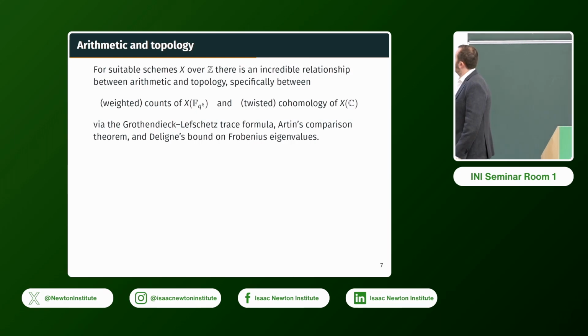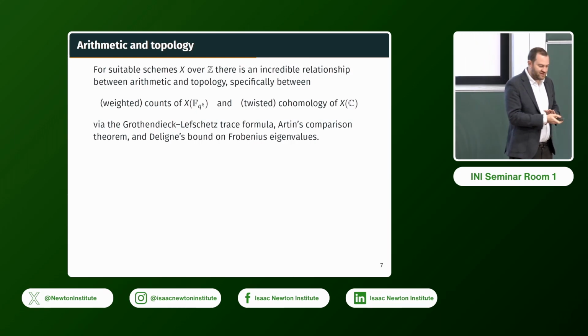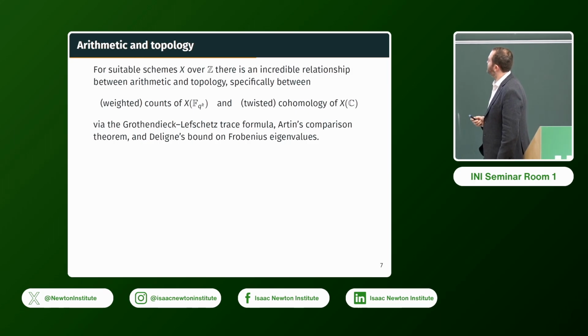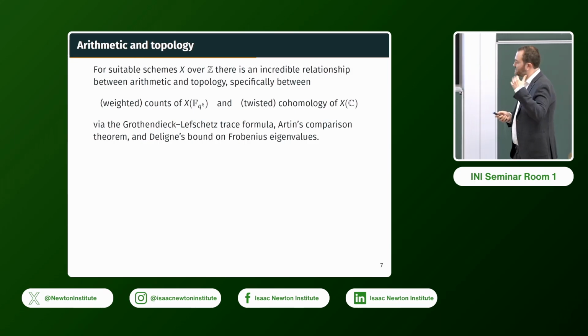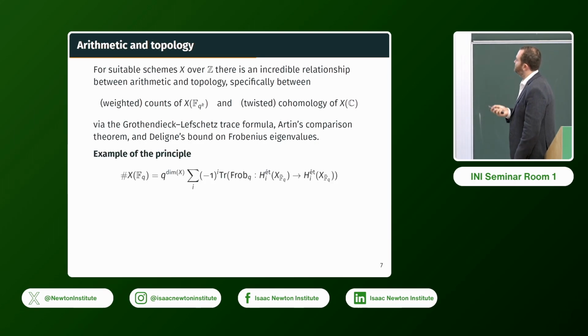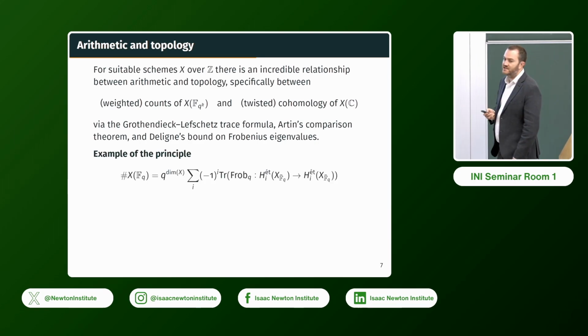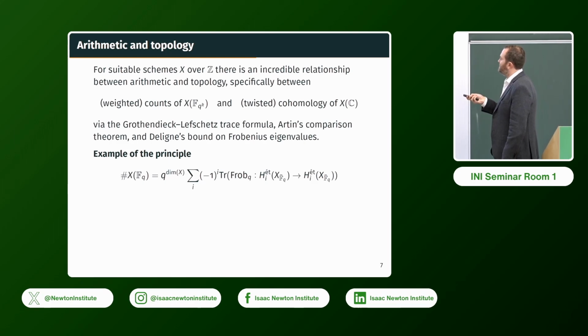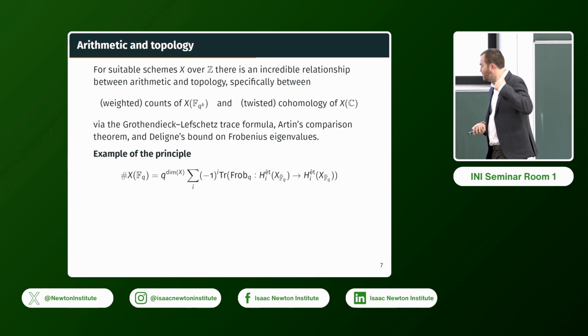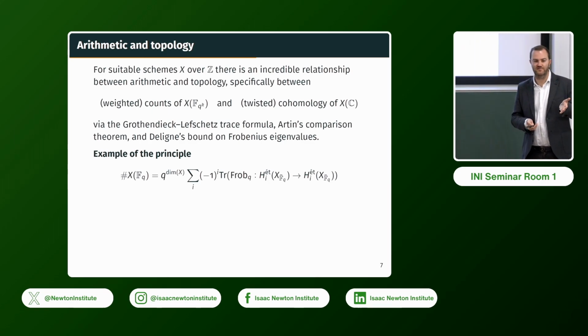And this relationship uses all sorts of incredible pieces of algebraic geometry from the 60s and 70s, so the so-called Grothendieck-Lefschetz trace formula, the comparison theorem between étale cohomology and ordinary topological cohomology, and a theorem due to Deligne, which bounds so-called Frobenius eigenvalues. Let me just tell you what it looks like in a kind of example. It tends to say things of this form. The number of solutions over Fq is some normalization times the alternating sum of the traces of a certain operator called Frobenius, acting on, the way I've written it, the étale homology of X.